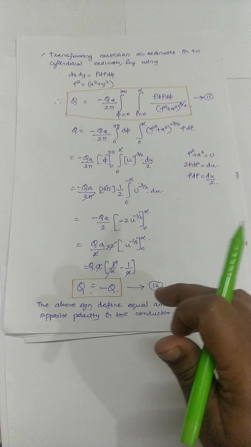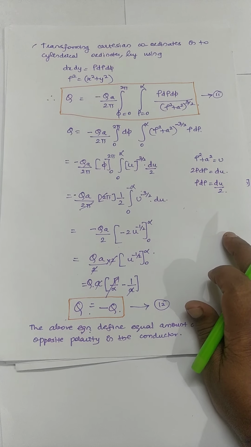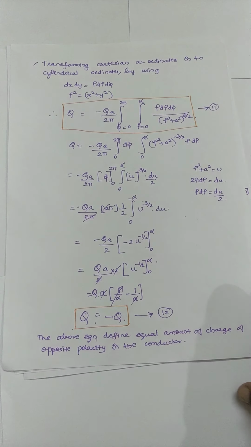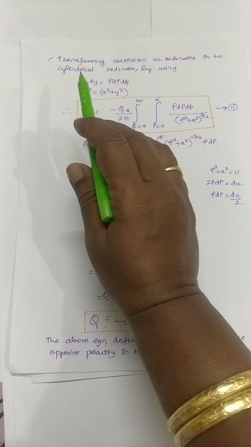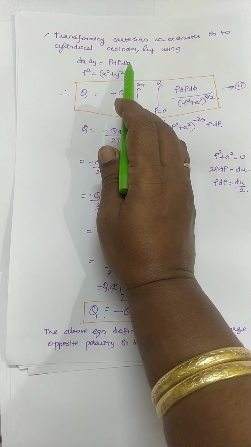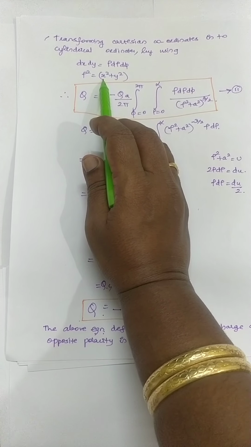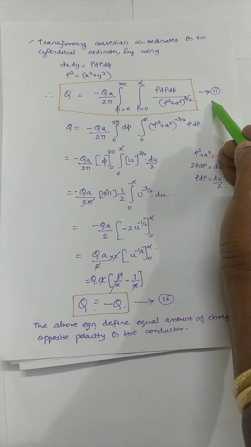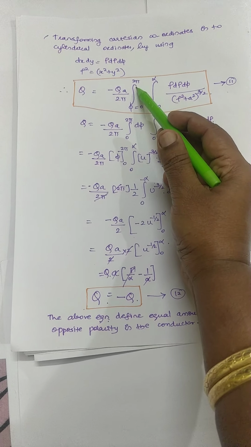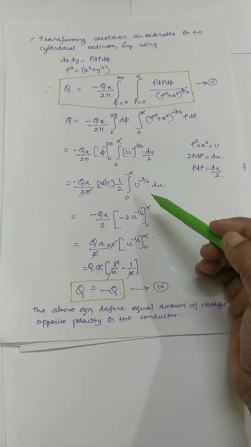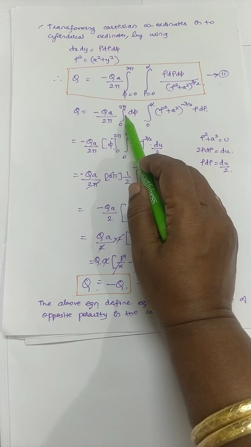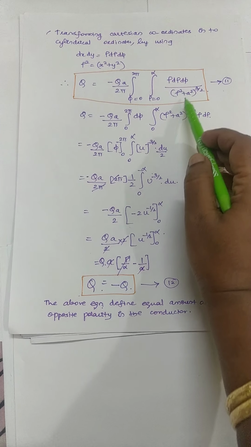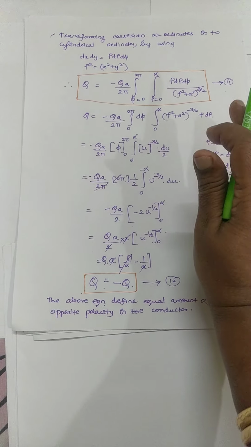Now I am going to transform this equation from the Cartesian coordinate system into the cylindrical coordinate system, because it is a surface analysis. So dx dy can be replaced by rho d rho d phi, and rho square can be replaced by x square plus y square. Substituting these two values in equation 10, I get equation 11. We know phi ranges from 0 to 2 pi and rho ranges from 0 to infinity. Segregating the terms, I take d phi separately from 0 to 2 pi, and the integral from 0 to infinity of rho square plus a square to the power minus 3 by 2, rho d rho.